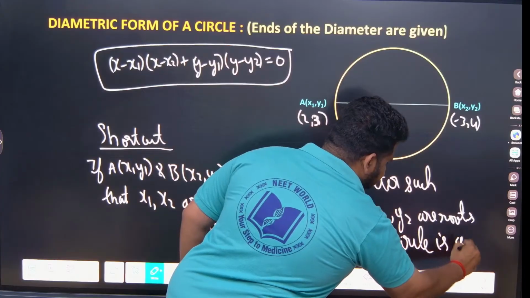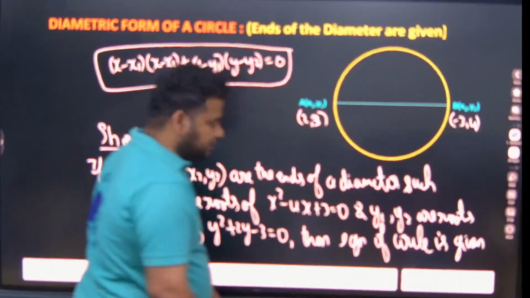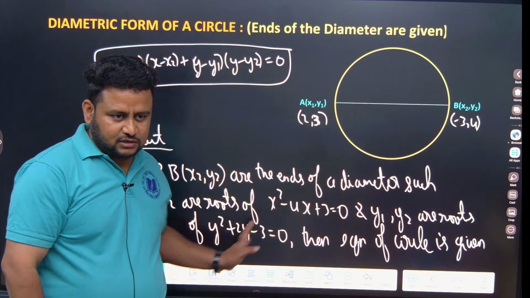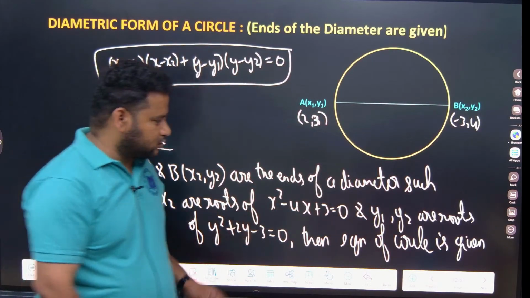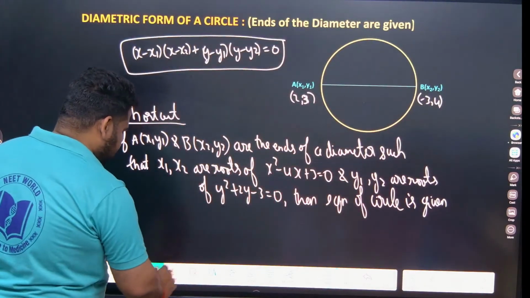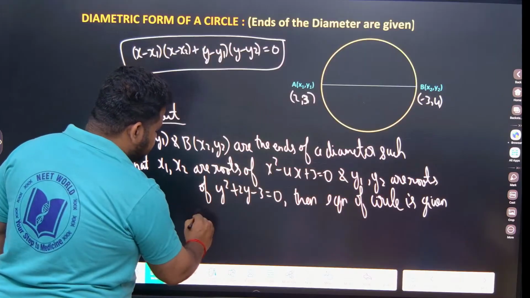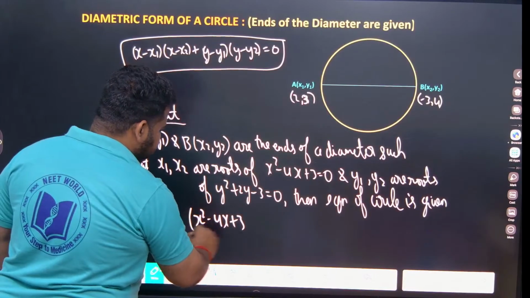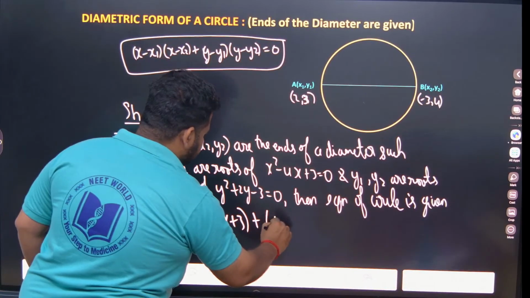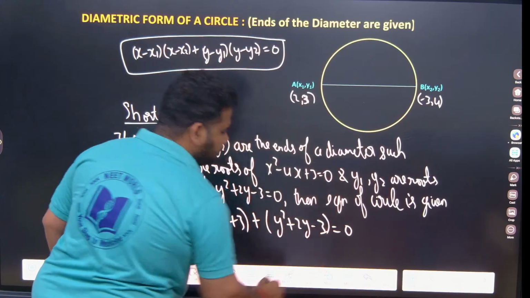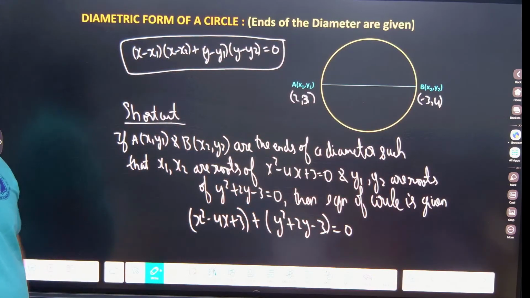See, if you don't know the shortcut, you will try to find the roots x1 and x2, y1 and y2. But using this shortcut, the equation of the circle is given by just writing down x square minus 4x plus 3, don't write equal to 0, plus y square plus 2y minus 3 is equal to 0. Take those two equations, add them and write it equal to 0. This is the equation of the circle.